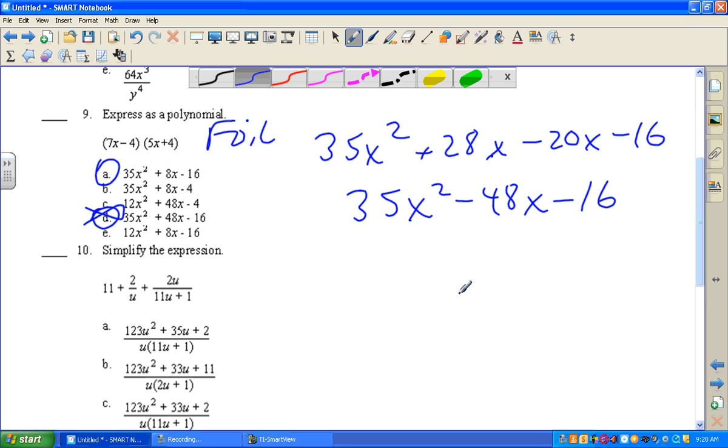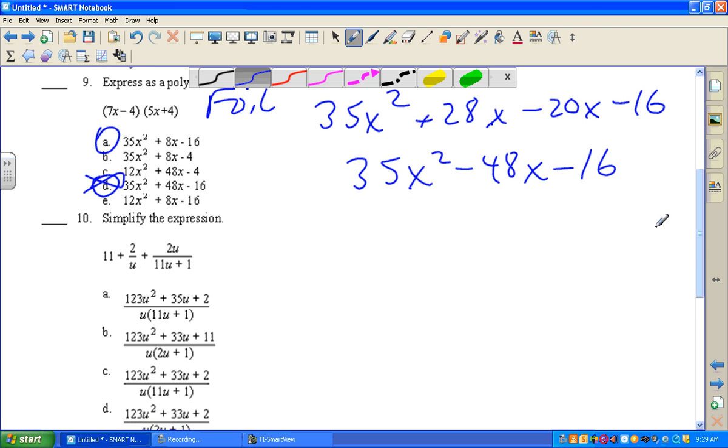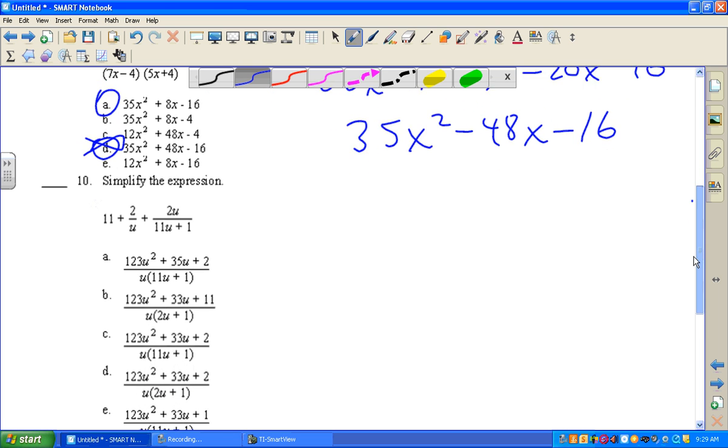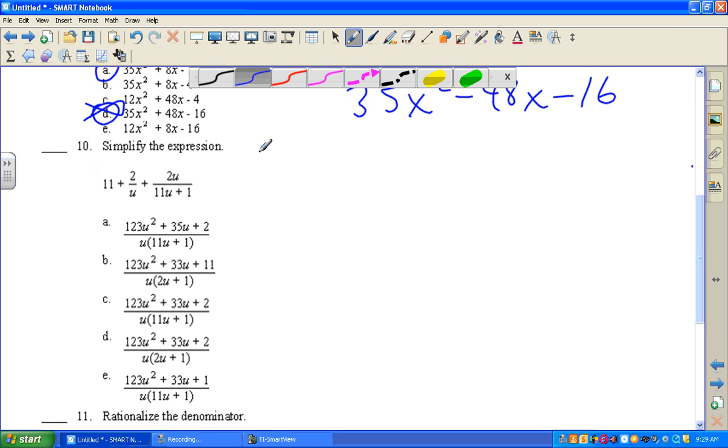Okay. Yeah. Number 10. How do you do that one? Austin McCoy. Yeah, get common denominator. Common denominator. We're going to multiply the first one by.